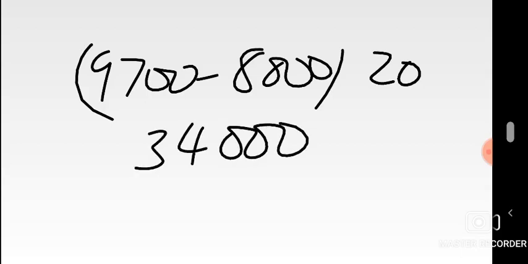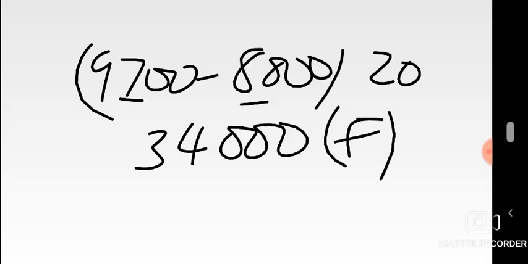34,000. Okay, what would this variance be? The actual is 8,000. The standard is 97. Therefore, standard is more than actual, right? If standard is more than actual, what type of variance is this? Favorable. Remember that if it was the opposite, it's adverse.